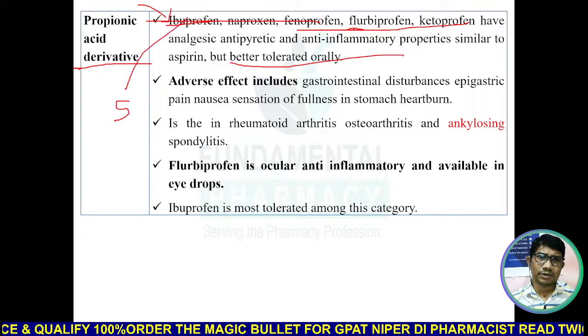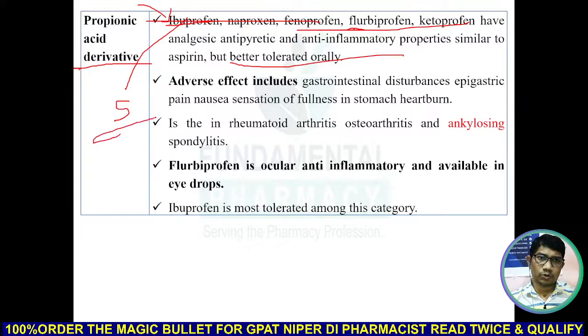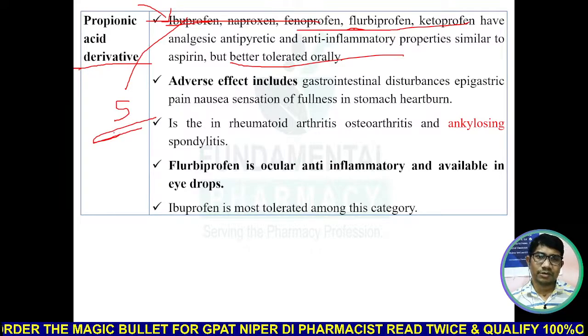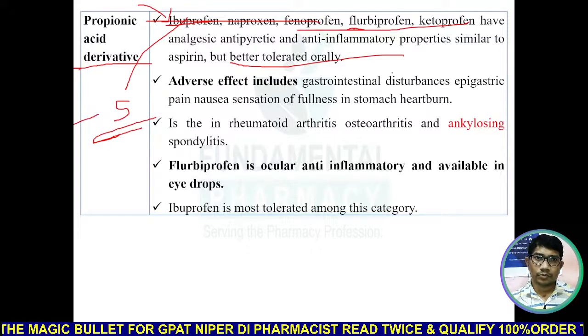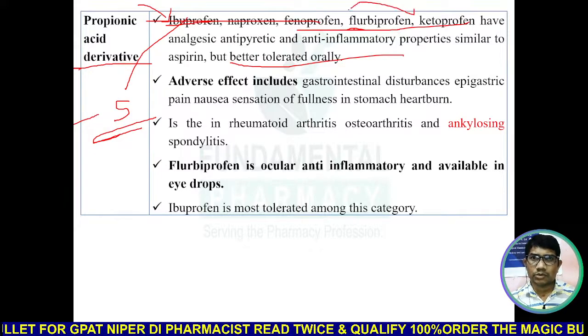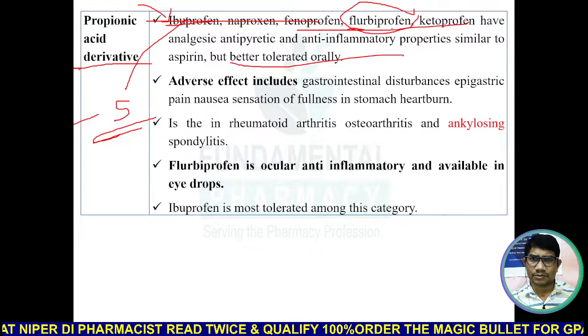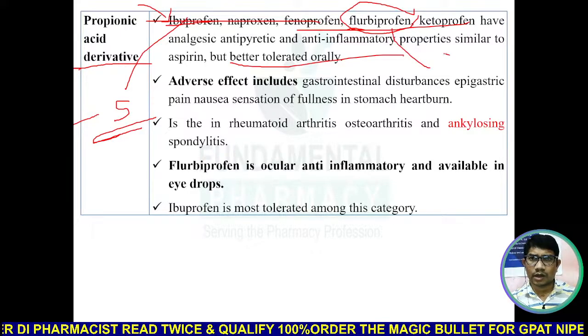Ibuprofen is a racemic mixture, the S isomer is more potent. Naproxen, no. Flurbiprofen is used as an ocular anti-inflammatory. It is used in the eyes. See, the ocular anti-inflammatory.